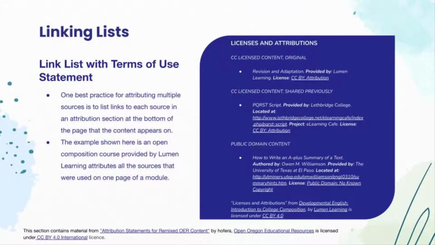The first option is to link lists with terms of use statements. One best practice for attributing multiple sources is to link lists to each source in an attribution section at the bottom of the page that the content appears on. The example shown here is an open composition course provided by Lumen Learning, which attributes all the sources that were used on one page of a module.